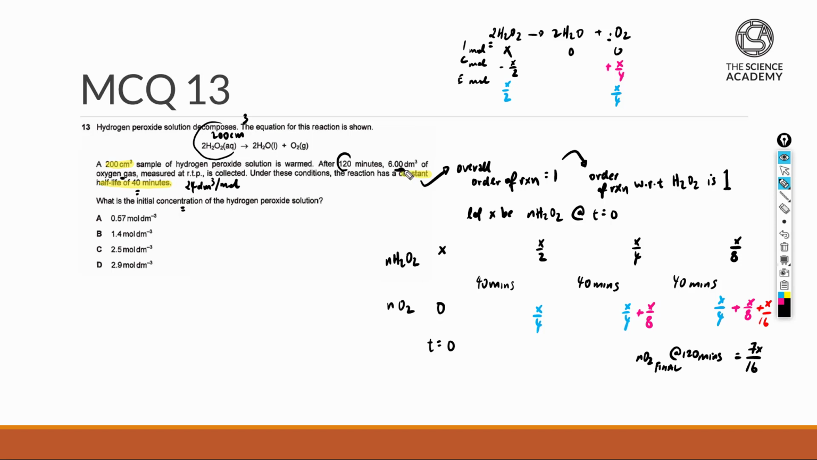Now we do know that the volume produced was 6 dm cube, and this is at RTP. So 7X over 16, which is the number of mole of O2 at 120 minutes, we'll multiply this by 24. We know that this will be equal to 6. Solving for the value of X, we get an expression of 6 times 16 divided by 24 divided by 7. It will be 0.57143. This is the number of mole of peroxide at the start.